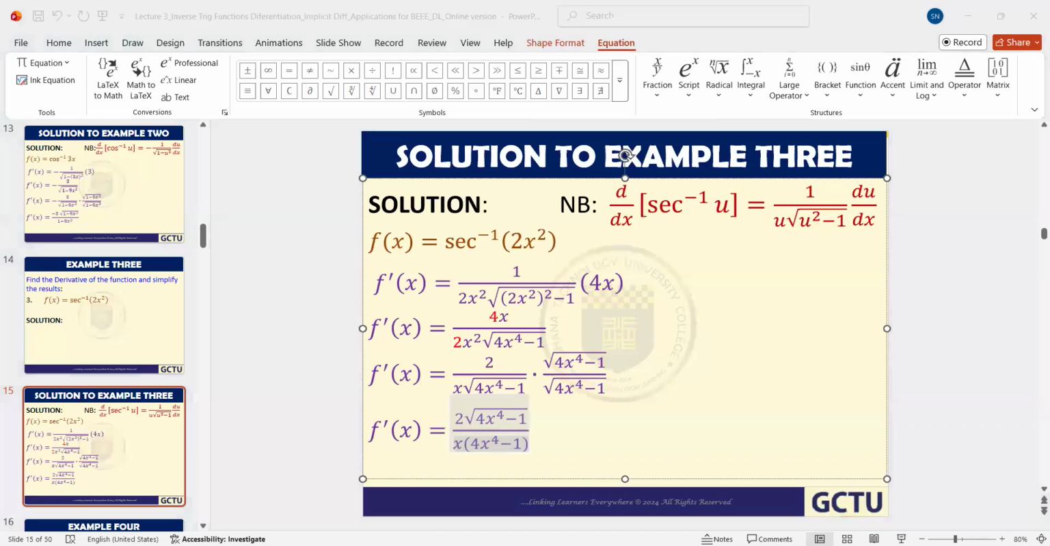Any questions so far? I'm going gradual so that I don't lose out on anyone. Hello, sir. Yes, please. I just wanted to know whether there are instances where they will ask you to prove the formula.